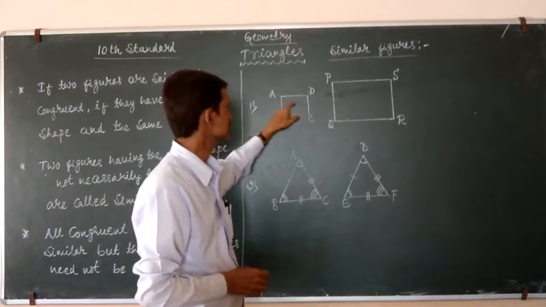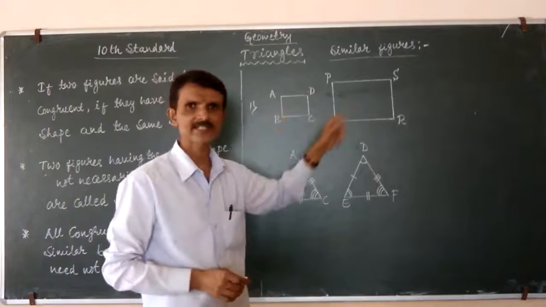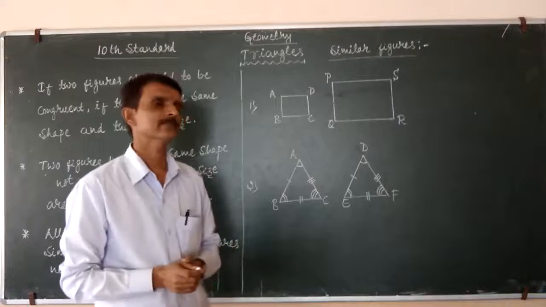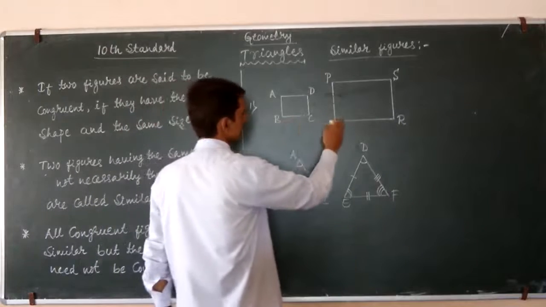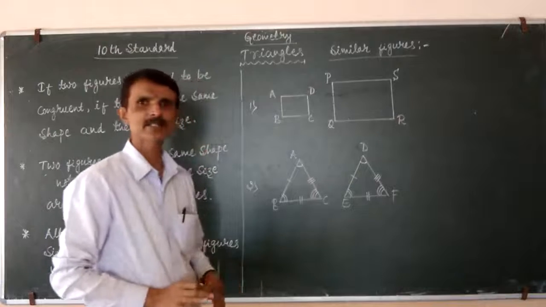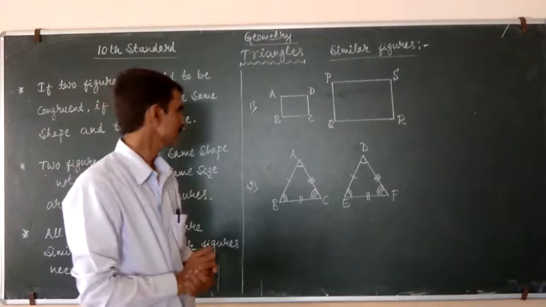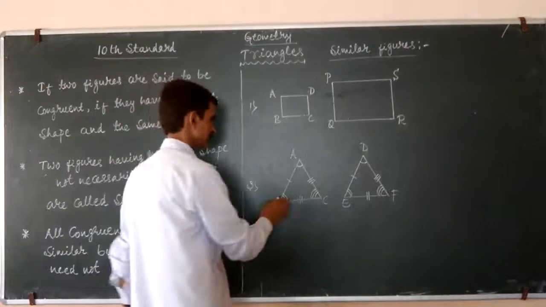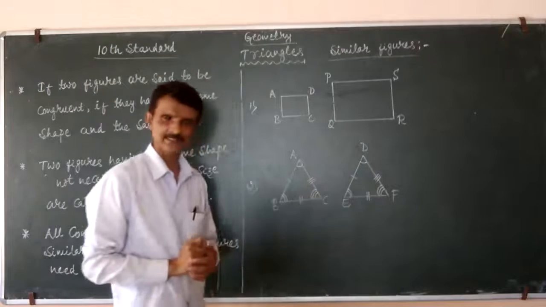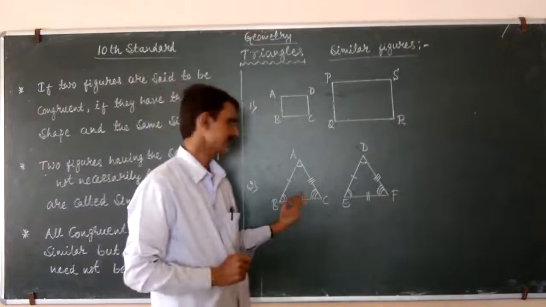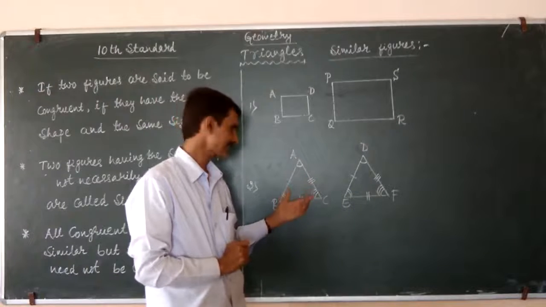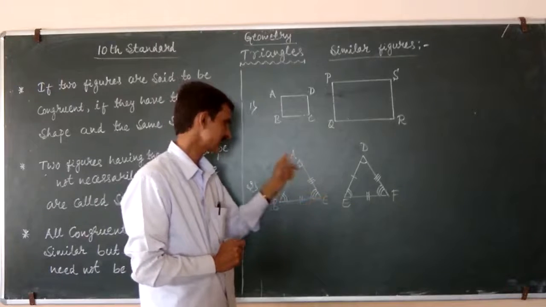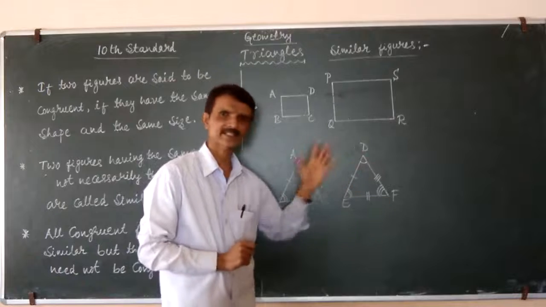So observe the first figures. These two are rectangles, plane figures. Both are rectangles, but they are different in size, while the shape is the same. If you observe the second figures, these two are triangles. They are marked here. The first one, ABC, is a triangle. The second one, DEF, is a triangle.